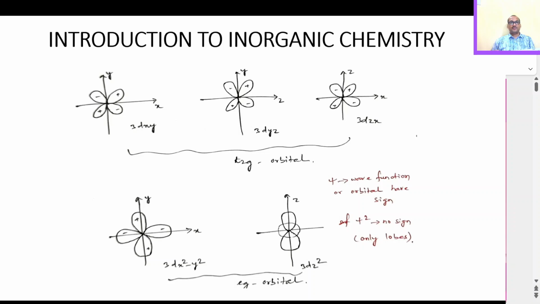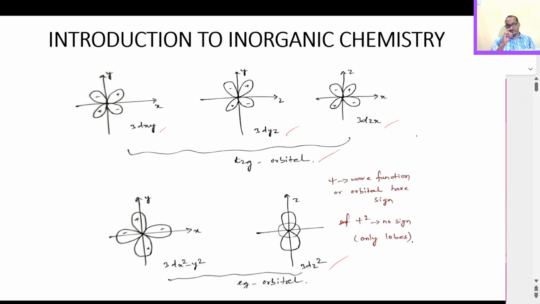Now let's discuss the shape of d orbitals. This is dxy, dyz and dzx orbital, where their lobes are in between these axes, and that is called the T2g set of orbitals. When we talk about the Eg orbitals, that becomes dx square minus y square and 3dz square orbital, where their lobes lie along the axis. So this is the difference.